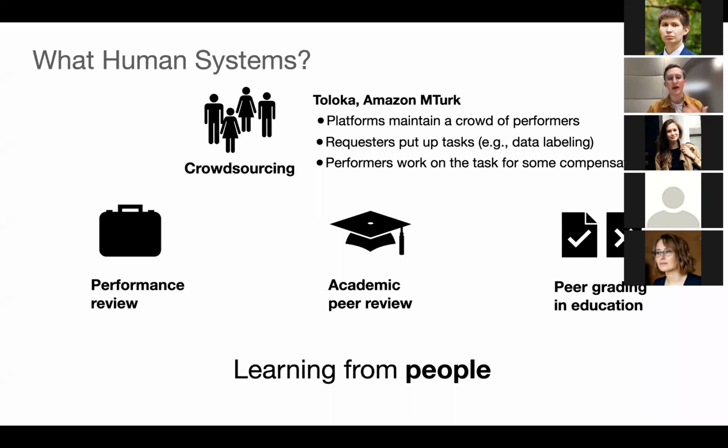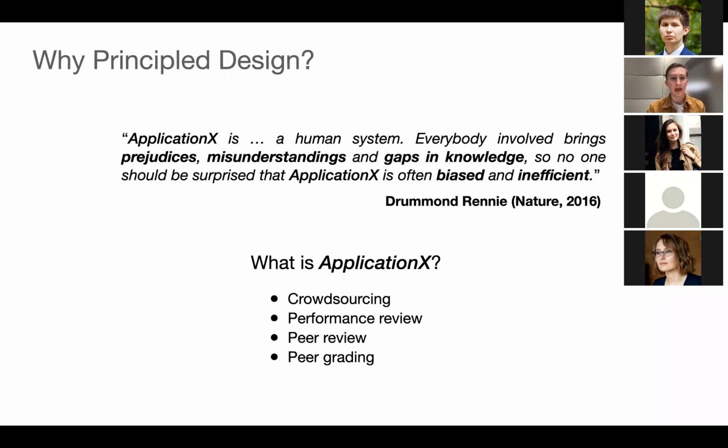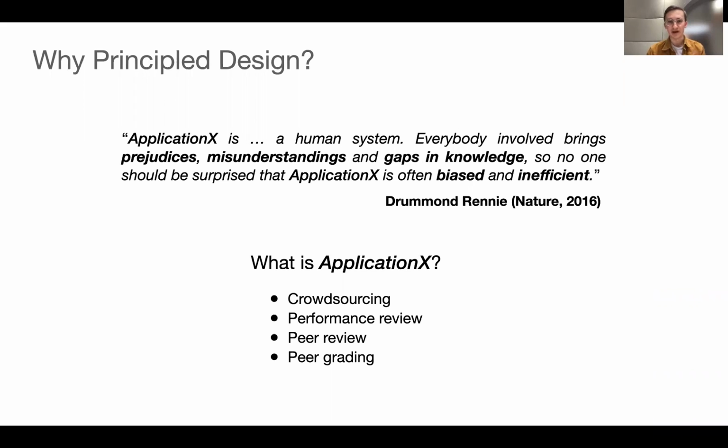But now let's think, why do we need a principled design? To this end, let me quote a paragraph from a Nature article. In this paragraph, Drummond Rennie talks about one application which I mentioned on the previous slide. He says that this application is a human system, and hence everyone involved in the system brings prejudices, misunderstandings, gaps in knowledge. So we shouldn't be surprised that this application is biased and inefficient. You can take a guess of what application he means. Maybe someone wants to make a guess publicly.